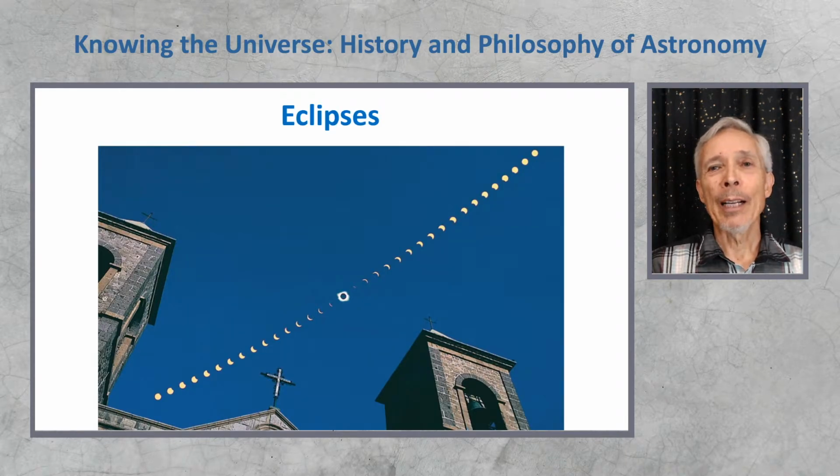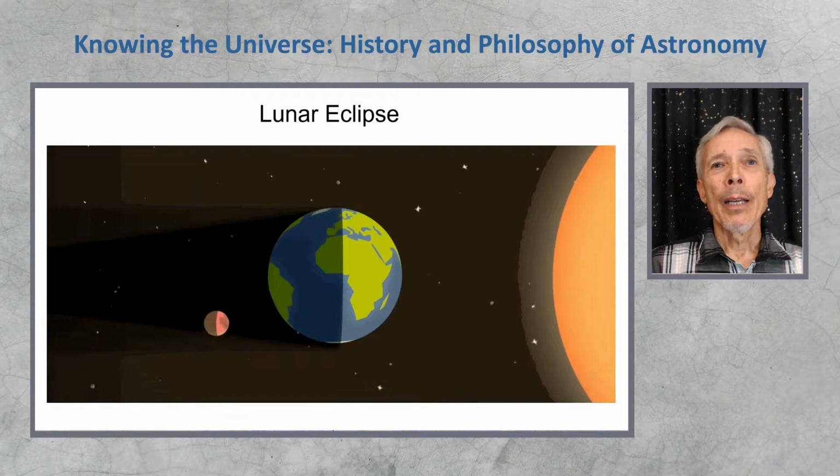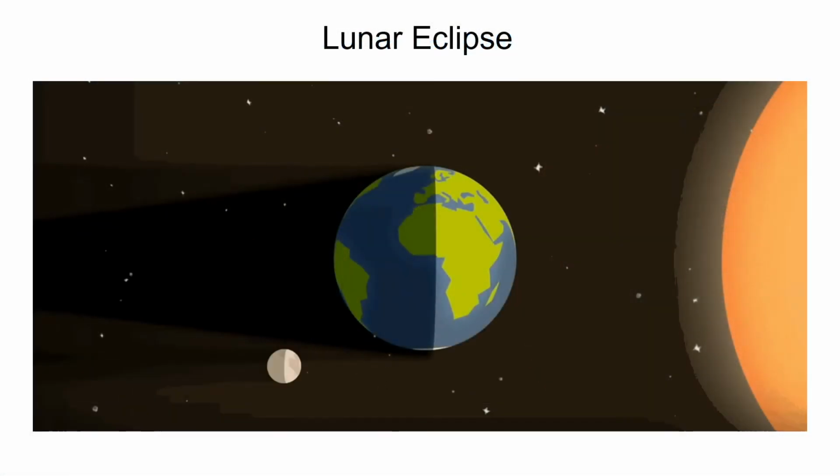So let's talk about eclipses and where they come from. Here's the geometry of the lunar eclipse, so let's look at it. As the moon is on the far side of the Earth relative to the sun, and remember the distances in this animation are not to scale, we see that the Earth will cast a shadow into space, always from the sun, and if the moon passes through that shadow, then the moon darkens.